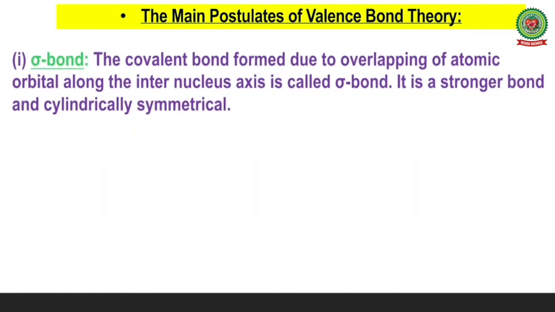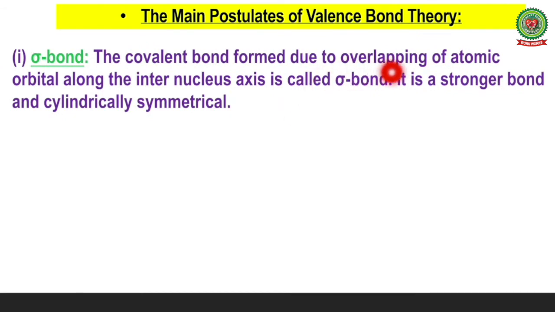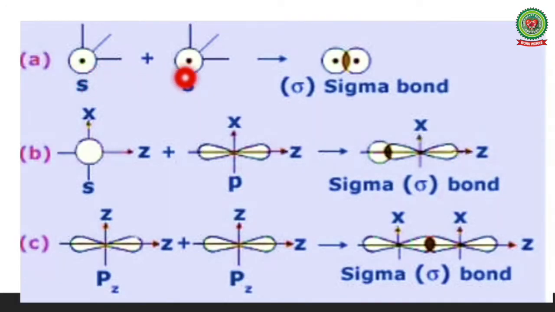Now, what is a sigma bond? A covalent bond formed due to overlapping of atomic orbitals along the internuclear axis is known as a sigma bond. It is a stronger bond and cylindrically symmetrical. So, when the overlapping is along the axis, this gives rise to a sigma bond. And they are of different types. Let us do it one by one.